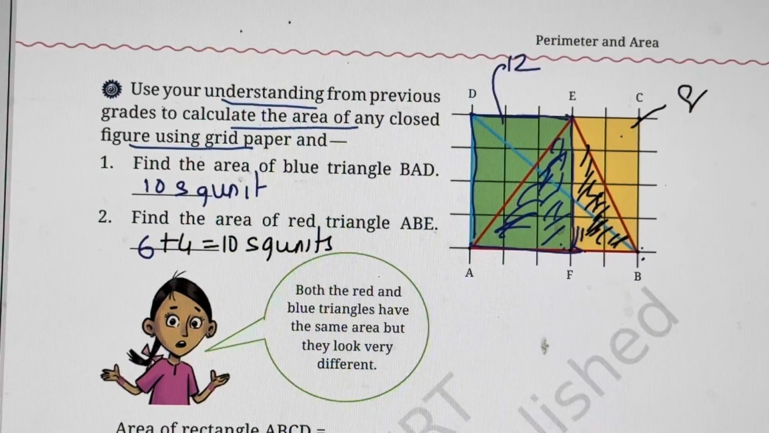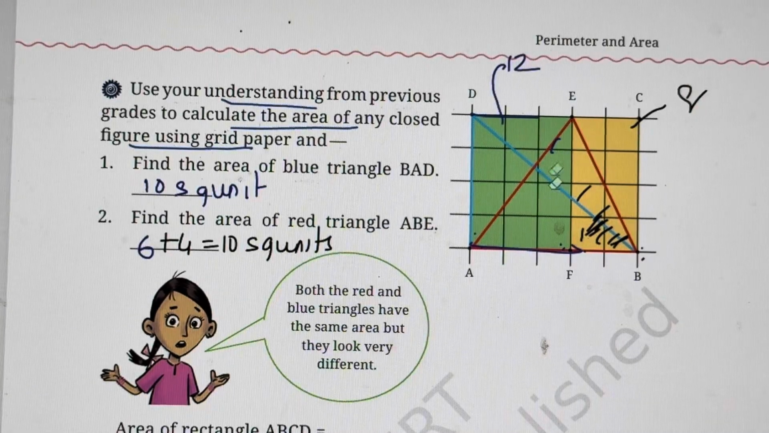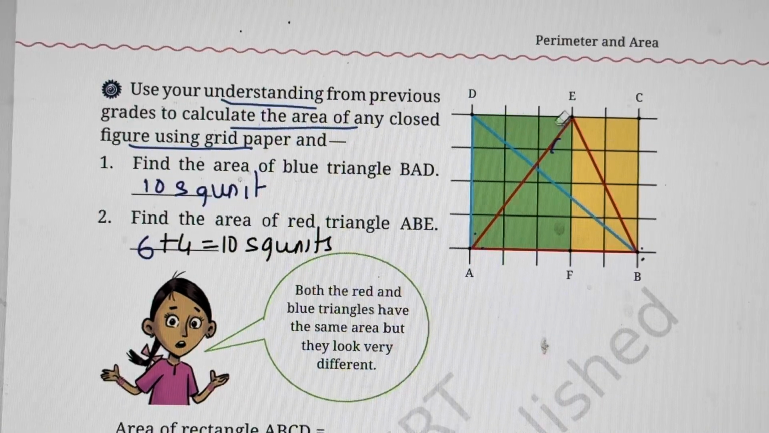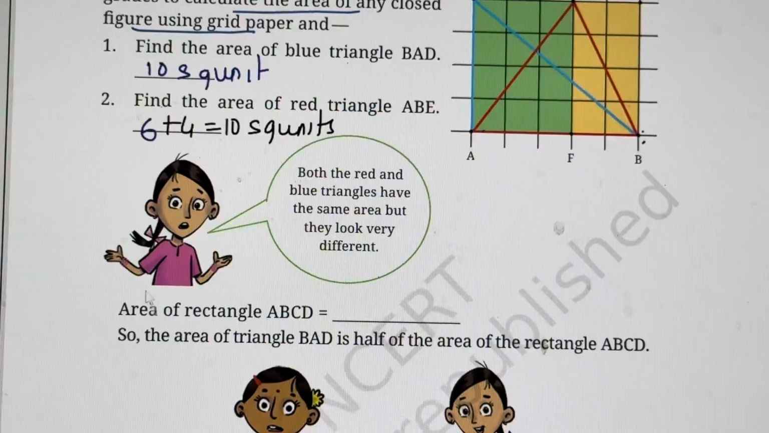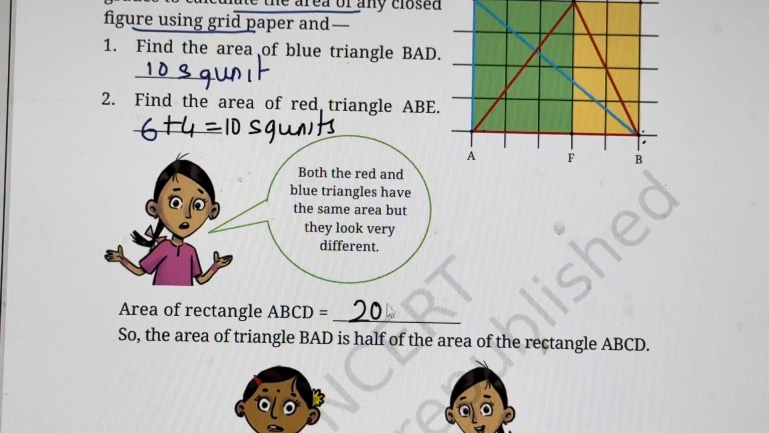Right? So this way you can find out the area of a triangle from the area of the rectangle. Of course, you can count the squares, but that is time consuming and you may not get accurate. Sometimes you may count the half triangle, you may ignore it or something like that. So both the red and the blue triangles have the same area, but they look very different, isn't it? So the area of rectangle ABCD, we already counted, is 20 square units, right? This full ABCD, complete rectangle.